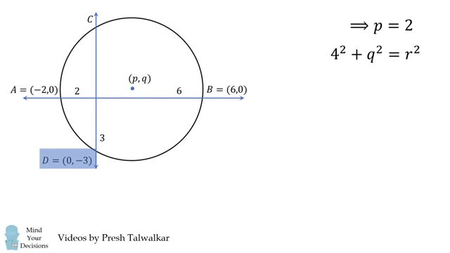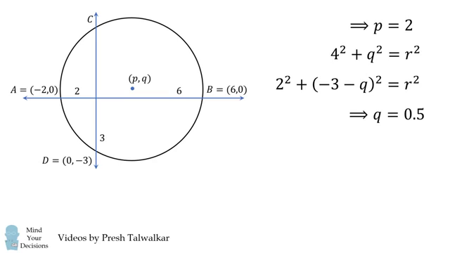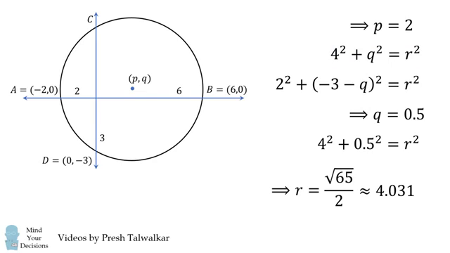We now get an equation using point D. We again use that P is equal to 2 to simplify our equation. Now using these two equations, we can subtract one from the other and we'll eliminate the R squared term. This will allow us to solve that Q is equal to 0.5. We can then substitute that into our first equation and we'll get 4 squared plus 0.5 squared is equal to R squared. We can then solve that R is equal to the square root of 65 all over 2, which is approximately 4.031. So this is another way that you could have solved for the answer, and I think both methods are pretty cool. Thanks for watching.